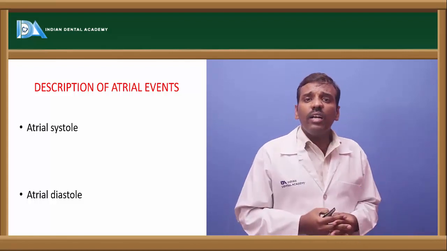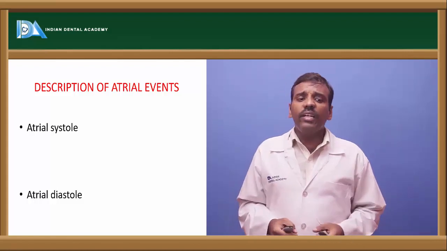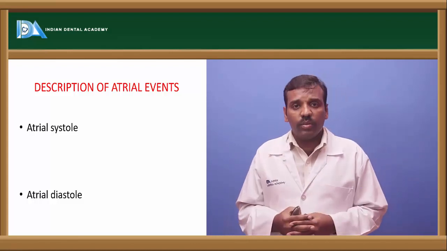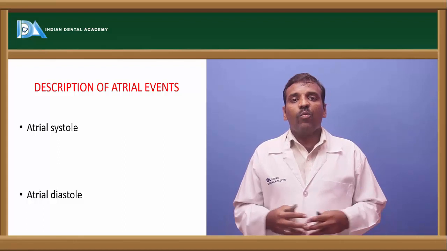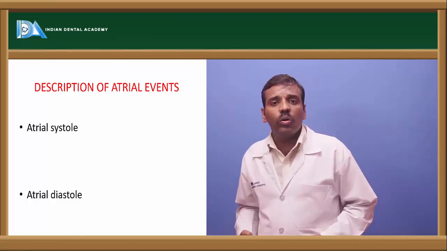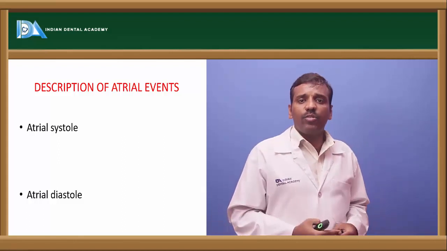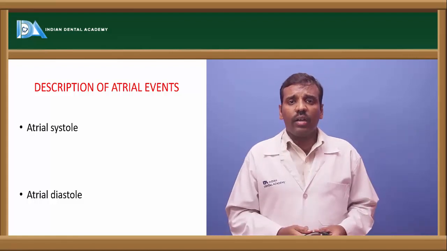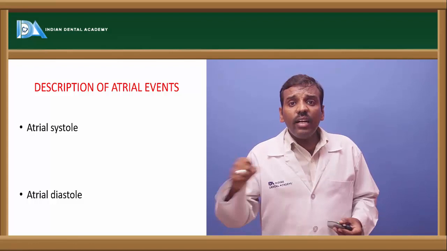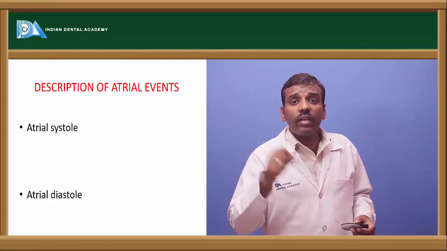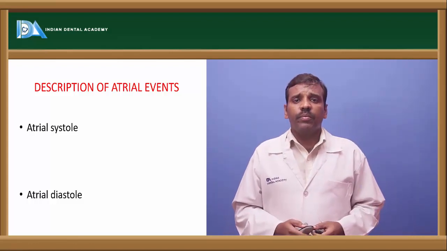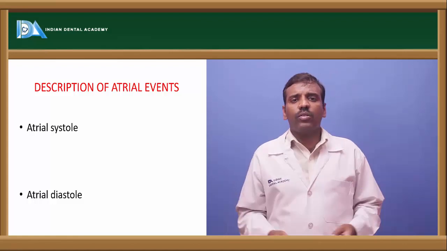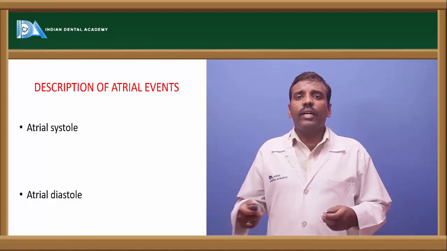If you see the atrial events, they are divided into 2 types. One is atrial systole and another one is atrial diastole. Systole is nothing but the contraction of the heart. Atrial systole is nothing but contraction of the atrium. And the next one is atrial diastole. Relaxation is called atrial diastole.